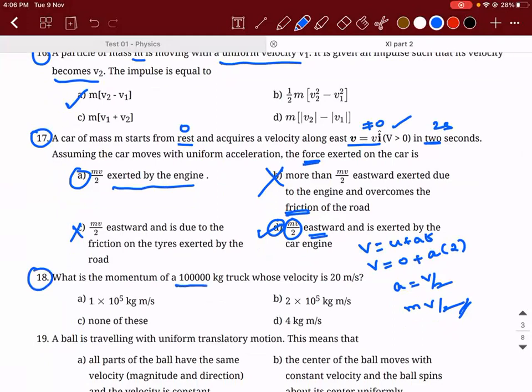Okay. Next, what is the momentum of a 1 lakh kilogram truck whose velocity is 20 meters per second? So this is 10 power 5 into 20. So that is 2 into, how much is it? I think there is no option. So it will be 2 into 10 power 6.